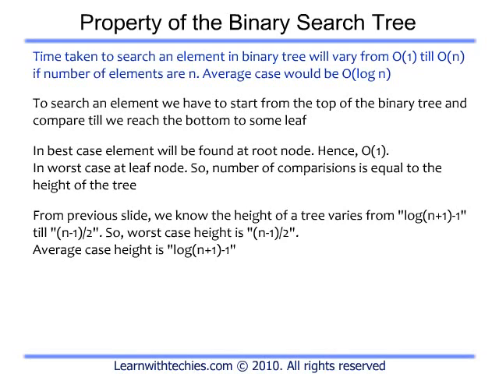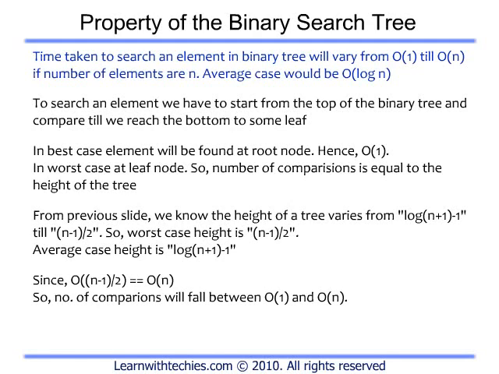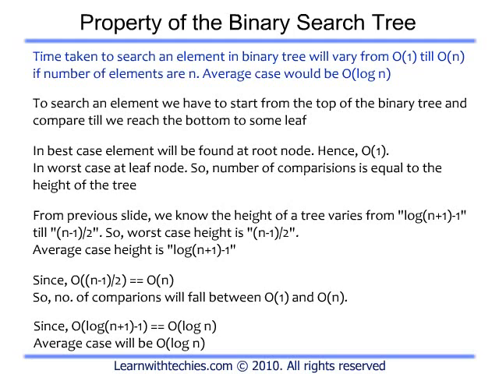From previous slides, we know that in a binary tree, height will always fall between log of (n+1) minus 1, and (n minus 1) divided by 2. A worst case tree will have height equal to the number of nodes. Hence, worst case search will be O(n). So, the number of comparisons will always fall between O(1) and O(n).